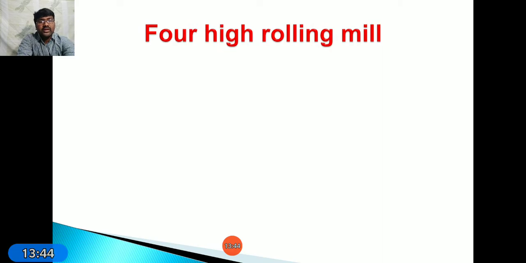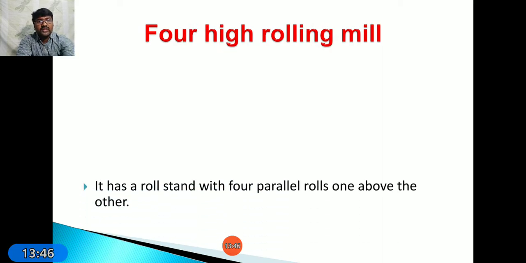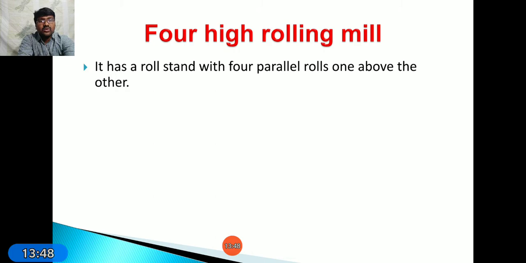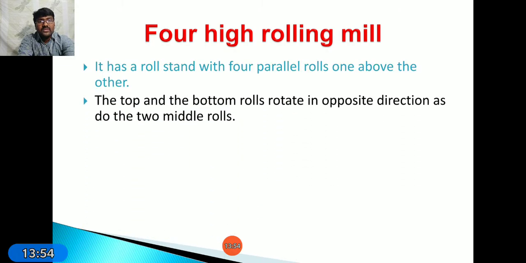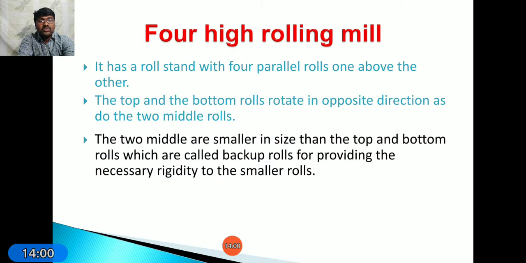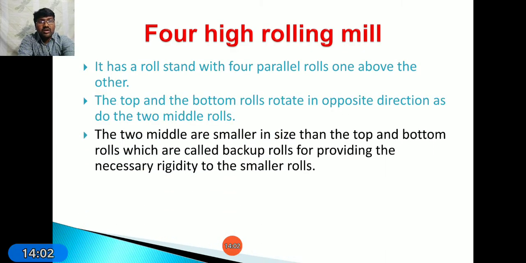Coming to the four high rolling mill. It has a roll stand with four parallel rolls, one above the other. The top and bottom rolls rotate in the opposite direction to the middle rolls. Next, the two middle rolls are smaller in size than the top and bottom rolls, which are called the backup rolls, for providing necessary rigidity to the smaller rolls.